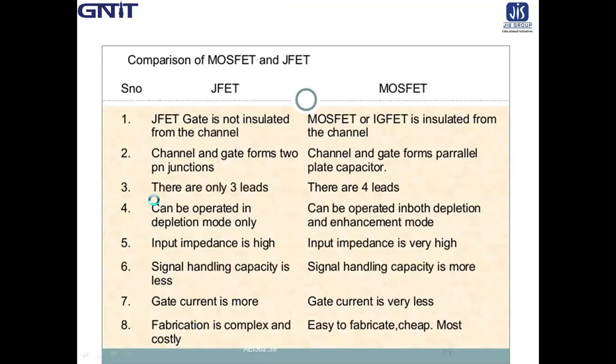Again, there are only 3 leads in JFET, and 4 leads in MOSFET including substrate. Gate current is more in JFET, and gate current is less in MOSFET. So that's all about MOSFET. One important question of this portion is item number 4. That is, you may be asked to explain why JFET can operate only in depletion mode, while MOSFET can operate in both depletion and enhancement mode. The reason I already discussed.